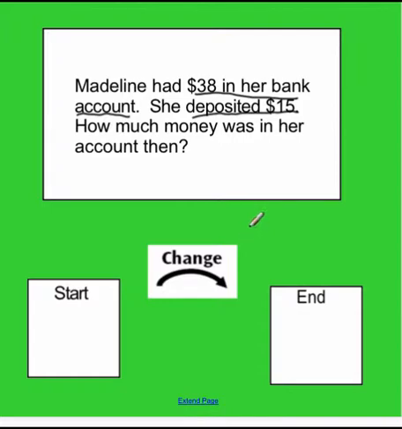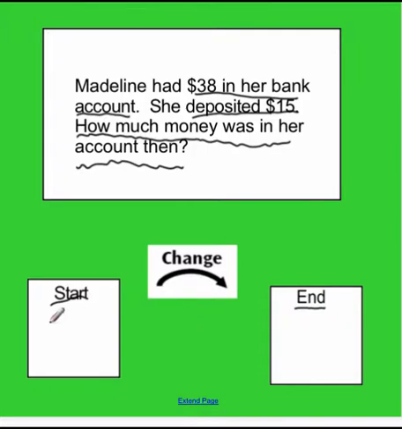We now want to figure out what we need to try and solve. That comes at the end in this story problem. We need to figure out how much money was in her bank account then. Now I'm going to use a diagram to help me solve the problem. Instead of a part-part total diagram, this time I have one that's called start, change, and end.